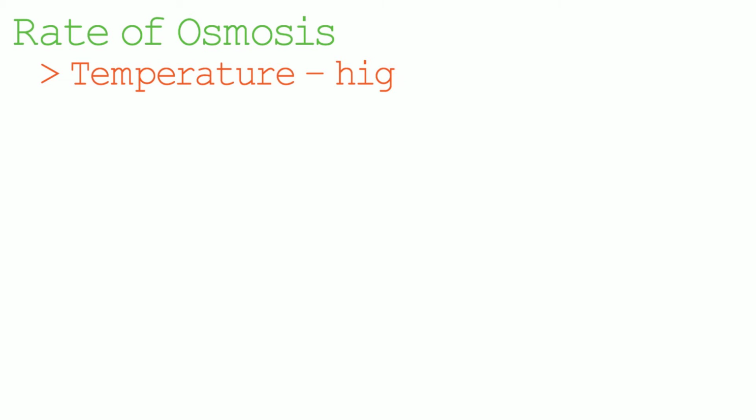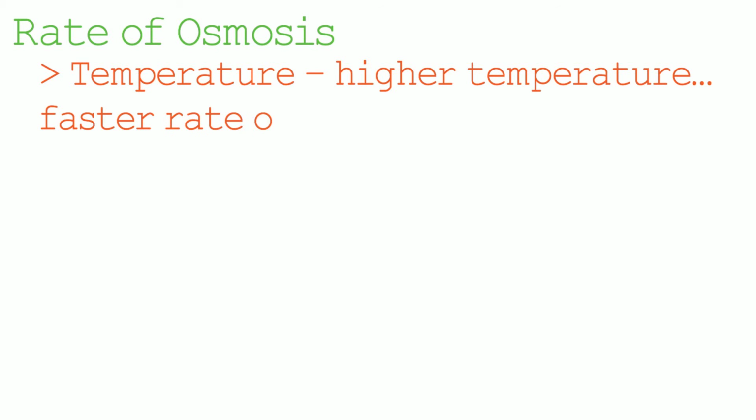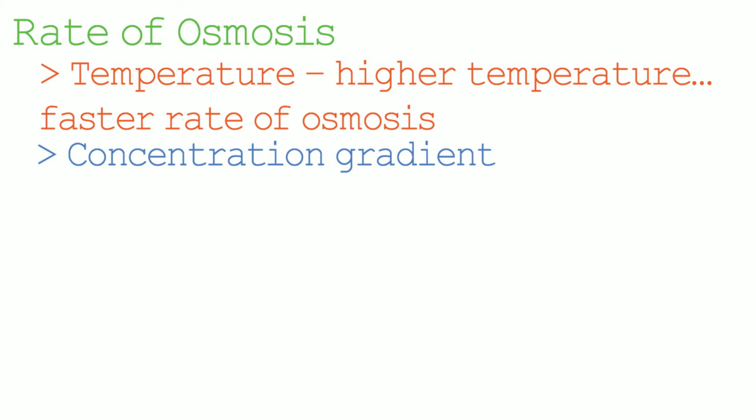But what influences the rate of osmosis? One factor that influences the rate of osmosis is temperature, whereby a greater temperature means a greater rate of osmosis. This is because a higher temperature gives the water particles more kinetic energy. This means that they move around faster and therefore cross the boundary quicker, which then means that the rate of osmosis increases. Another factor that influences the rate of osmosis is the concentration gradient.